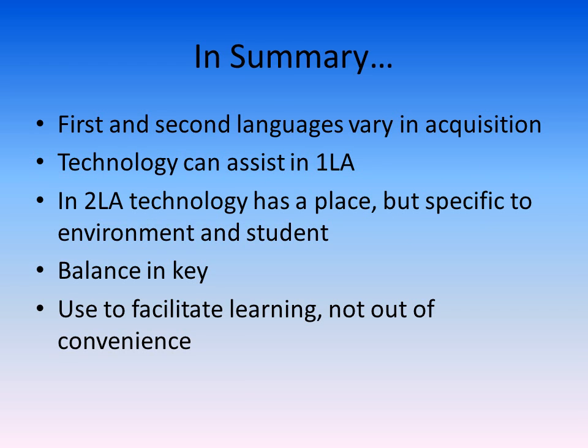So in summary, first and second languages vary greatly in how they are acquired. Just like I previously described in the last slide, there's a significant difference in how people acquire a second language versus a first, and that really impacts the use of technology with second language development. Because first language acquisition is a natural process with a natural learning environment, it's a lot easier to integrate technology and have technology assist with first language acquisition.